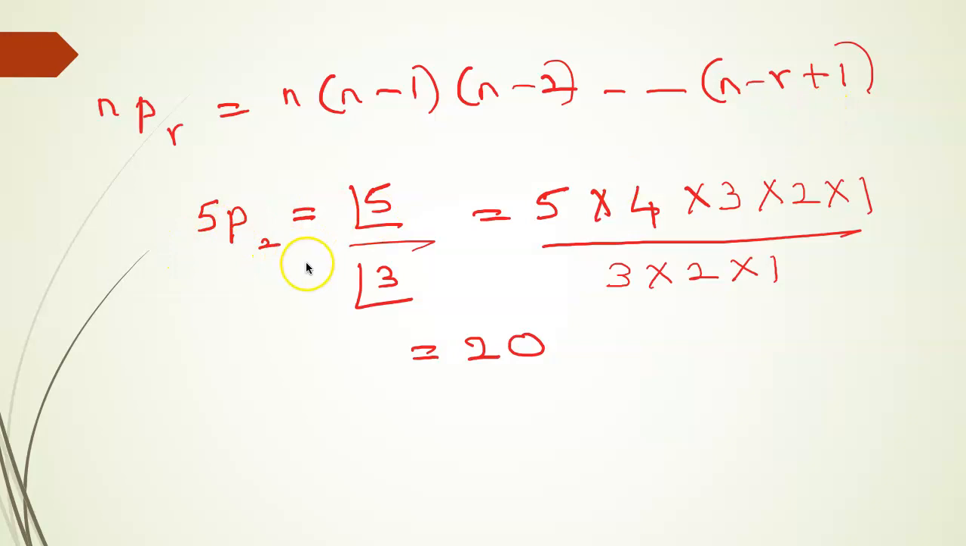For example, 5P2 is 5 factorial by (5 minus 2), which is 3 factorial. So 5 factorial is 5 into 4 into 3 up to 1, and 3 factorial is 3 into 2 into 1. So your answer is 20.